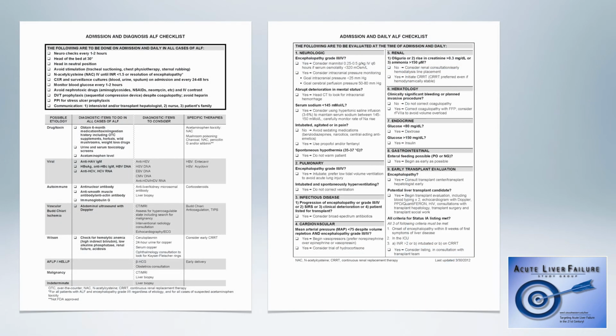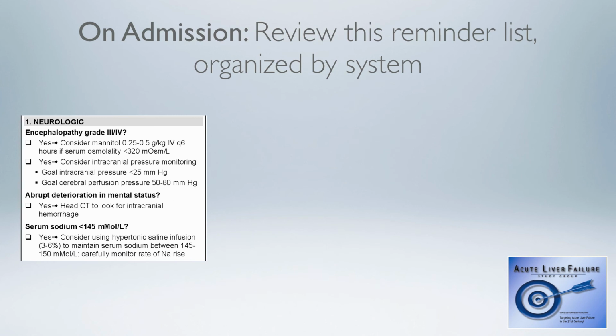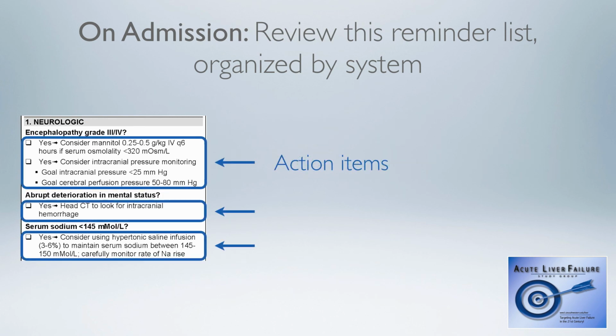Now let's take a look at the admission and daily checklist on the right. This checklist is organized by systems and should be reviewed at the time of admission. Below each system are questions about the patient's current condition. And below the questions are action items that should be done or at least considered depending on the answers to the questions.